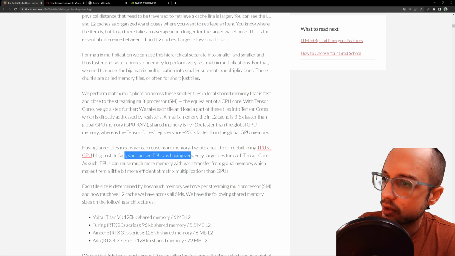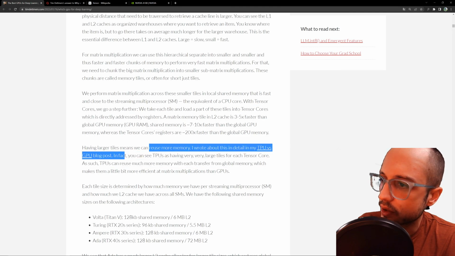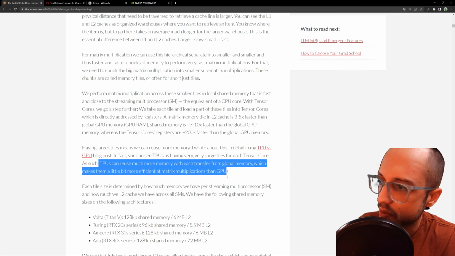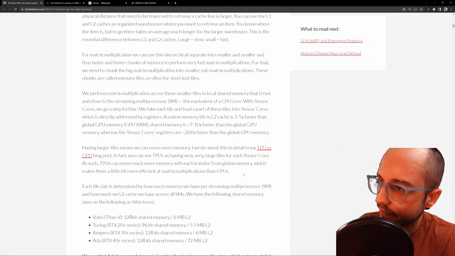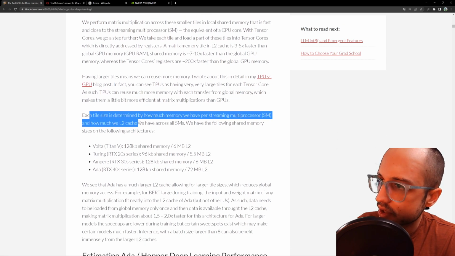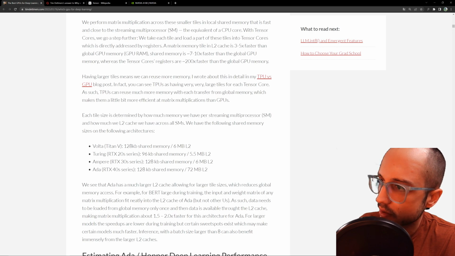In fact, you can see TPUs as having very, very large tiles for each. As such, TPUs can reuse more memory with each transfer from global memory, which makes them a bit more efficient. Okay. Each tile size is determined by how much memory we have per streaming processor and how much L2 cache we have across all of the streaming processors.